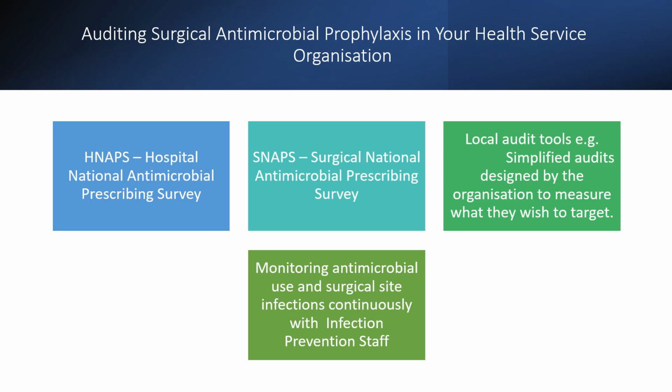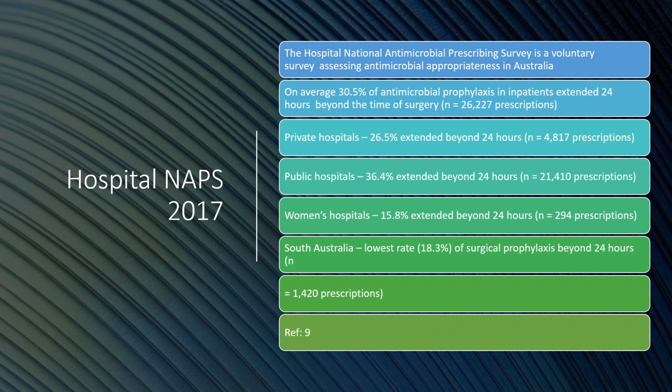Auditing the prophylaxis in your health service organization is imperative. The Hospital National Antimicrobial Prescribing Survey, or Surgical National Antimicrobial Prescribing Survey, or local audit tools need to be used to monitor the use in surgical inpatients continuously with the infection control staff. The Hospital NAPS 2017 guidelines mentioned that the Hospital National Antimicrobial Prescribing Survey is a voluntary survey which assesses antimicrobial appropriateness in Australia.